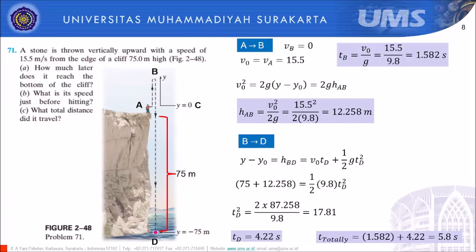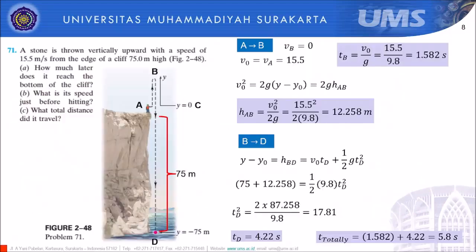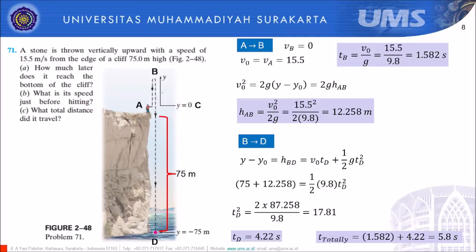Next, this is the last question. A stone is thrown vertically upward with a speed of V0, 15.5, and it is about 75 here. Okay, how much does it reach the ground?